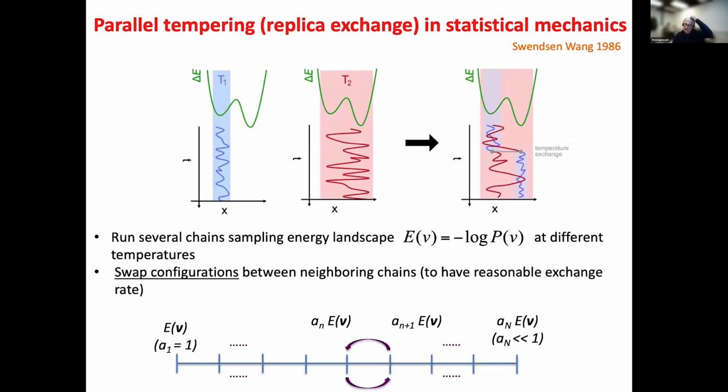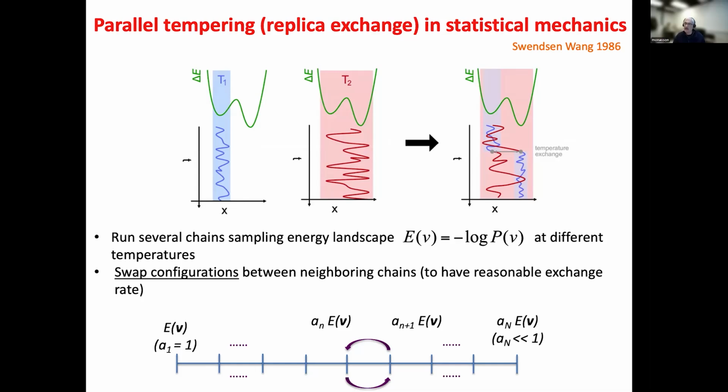There have been a lot of tricks in statistical physics to try to solve this problem, how to sample faster, how to speed up sampling. It's a problem that people have been studying for a long time. And one technique which was very useful is called parallel tempering, invented by Swendsen and Wang in the 80s, also called replica exchange Monte Carlo.